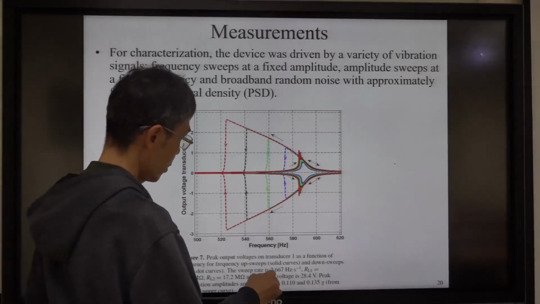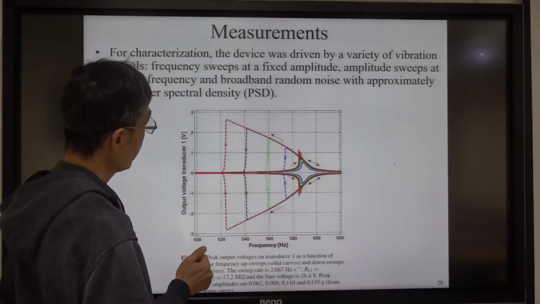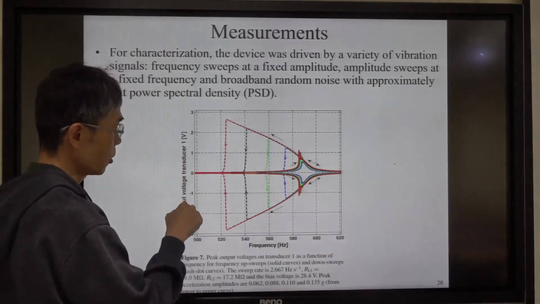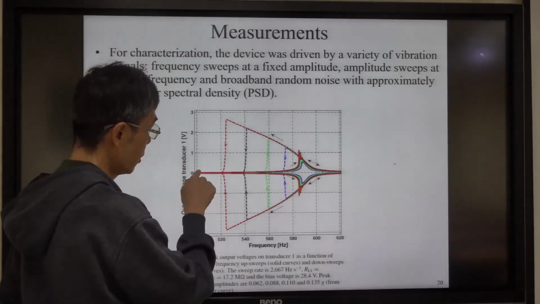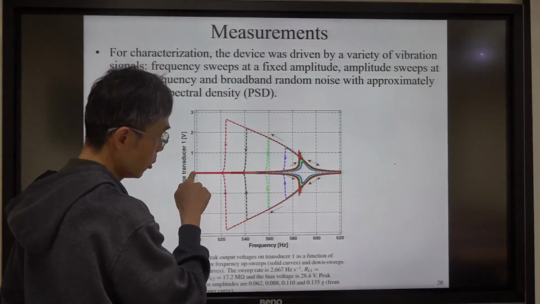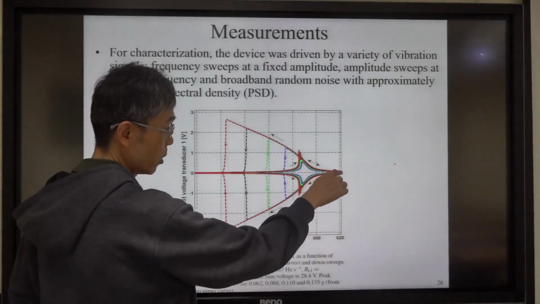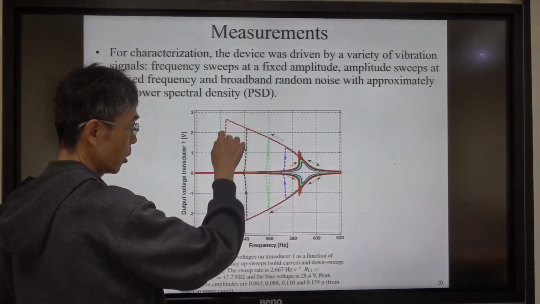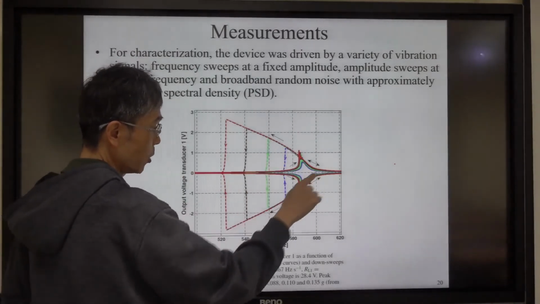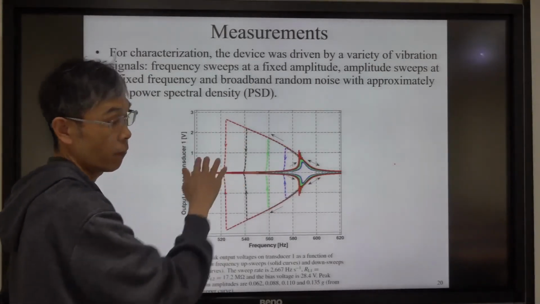Then if we increase the shaker frequency, we see the displacement or the voltage output of the electrostatic energy harvester increase, then decrease. If we decrease the frequency of the shaker from high to low, it will follow this path and go back. The dashed line is the down sweep. The solid line represents the up sweep. So the up sweep and down sweep follow different paths.